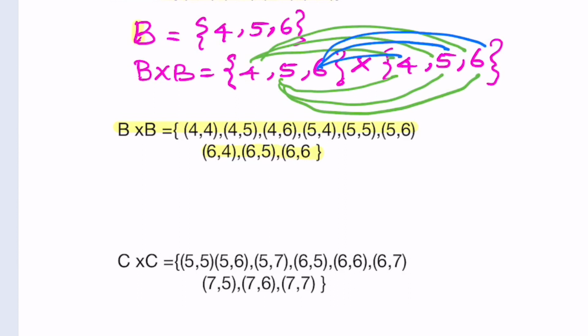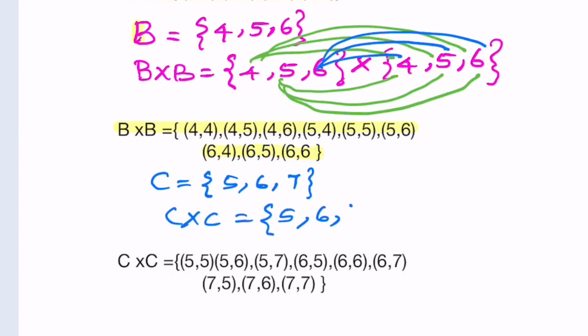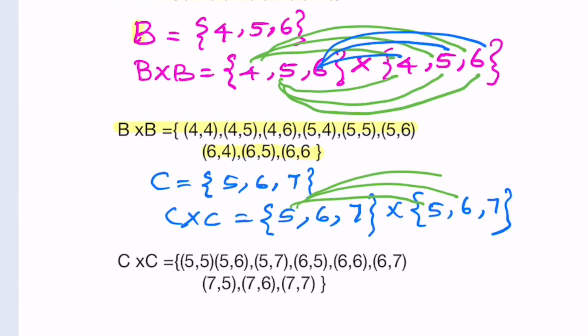Now let us go and find C cross C. Now C is equal to 5, 6 and 7. So C cross C is equal to 5, 6, 7 cross again 5, 6 and 7. So now let us find C cross C. So it is 5 to 5, 5 to 6, 5 to 7, 6 to 5, 6 to 6 and 6 to 7 and 7 to 5, 7 to 6 and 7 to 7.